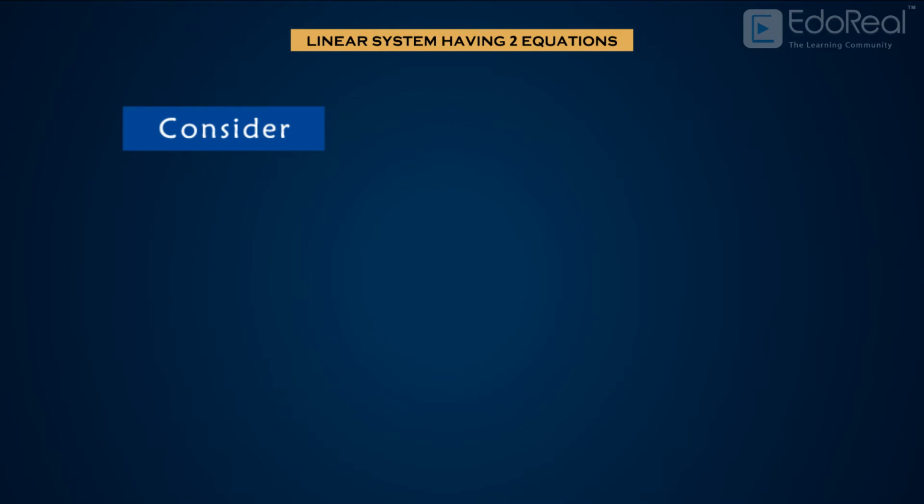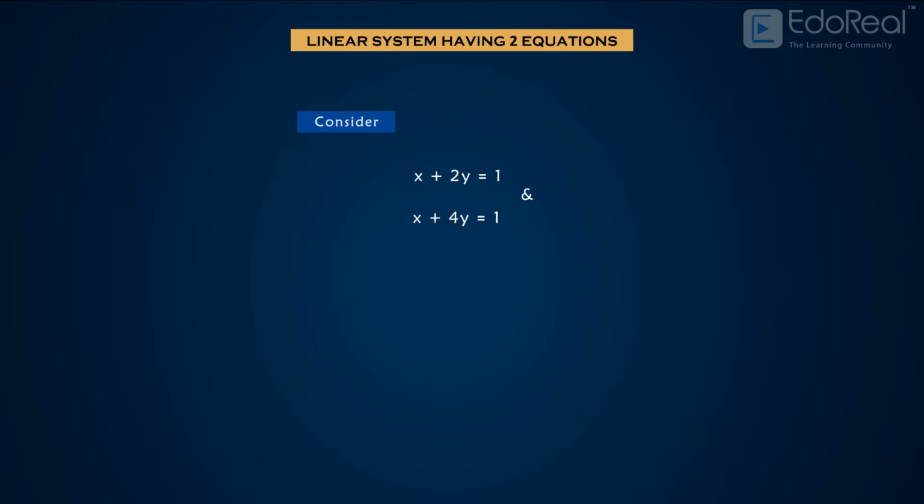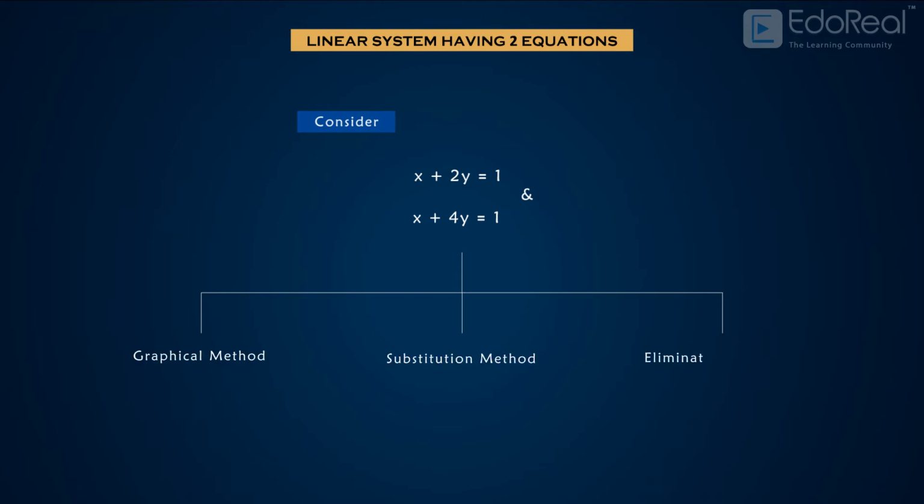Let us consider a system having two equations which contain two unknowns: x + 2y = 1, and x + 4y = 1. To solve systems having two equations, there are different methods available: graphical method, substitution method, and elimination method.